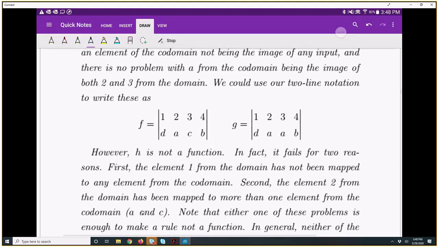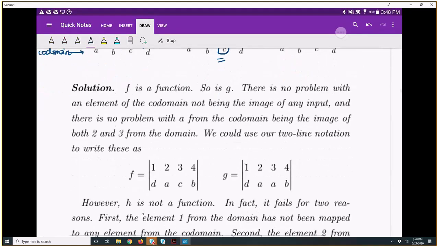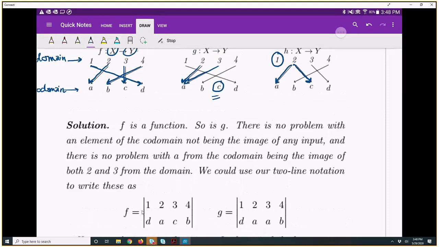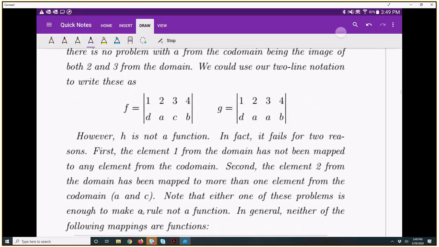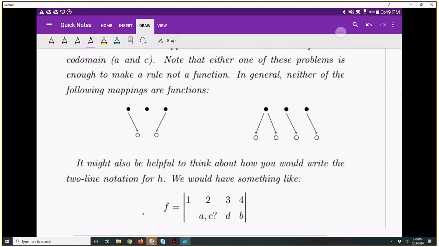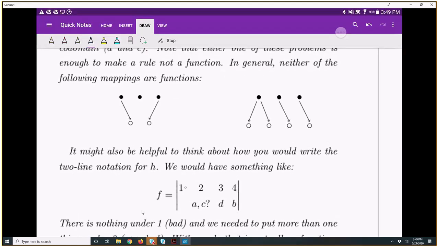So we could use our 2-line notation to describe these pictures above. For F and for G, you'll see 1 associates with D, 2 associates with A, 3 associates with C, and 4 associates with B. That's exactly what's going on in the first picture F, and similarly G. But if we tried to do the same thing for H, it wouldn't make a whole lot of sense. You'd have 1 isn't going to any element in the codomain, and 2 is going to both A and C. So I couldn't write a matrix. I'd have something that looked like this.